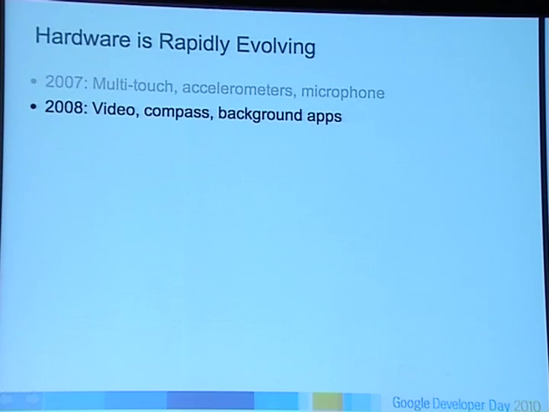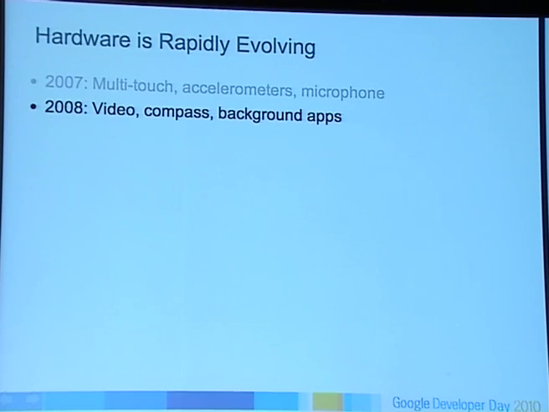A year later, the G1, the first Android phone, came out, and we saw video. We saw the ability for developers to create applications which use the video stream directly. Same with compass. They were able to get access to the compass direction, and they were able to create apps that run in the background. And if you look at some of the apps which came out of this innovation, we've got things like Layar, Wikitude, all of these apps which are able to use all of this information to create augmented reality apps, to create apps which use your location context to provide you information.